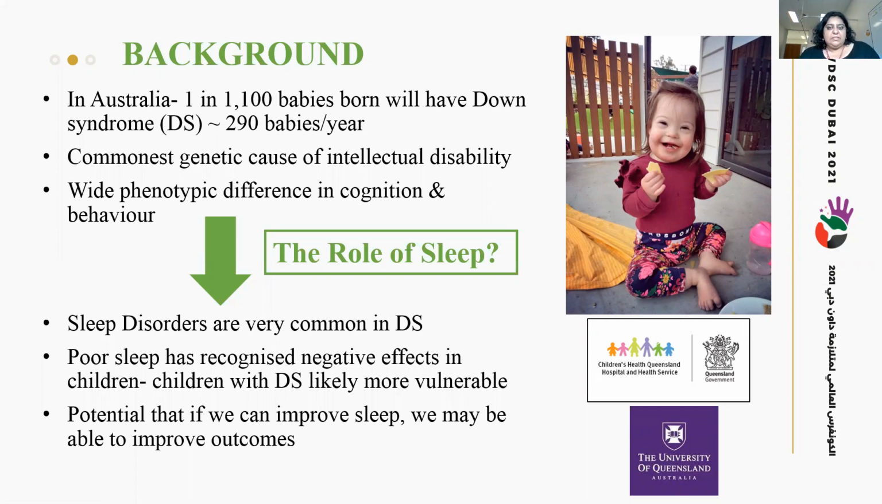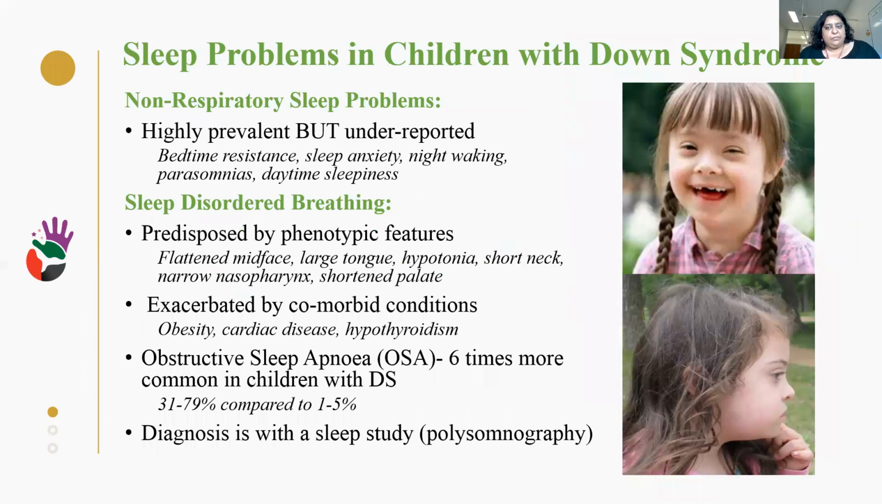The reason for this is that sleep disorders are very common in Down syndrome. Poor sleep is recognised to have negative effects in children in general, and it's likely that children with Down syndrome are even more vulnerable to these effects due to their existing intellectual disability. So there is potential that if we can improve sleep for these children, we may be able to improve their outcomes.